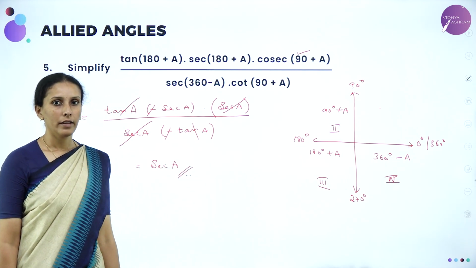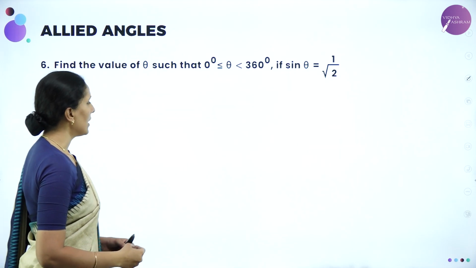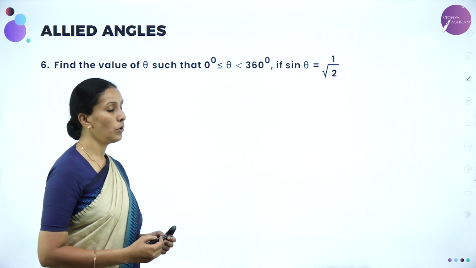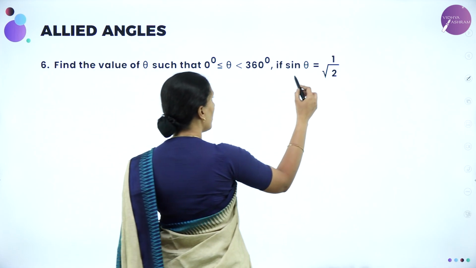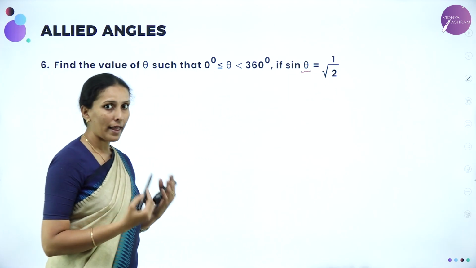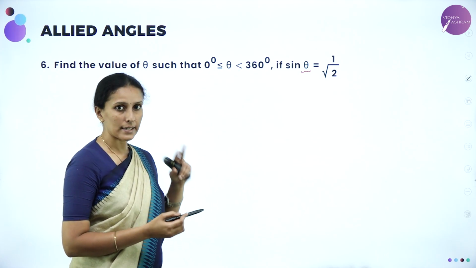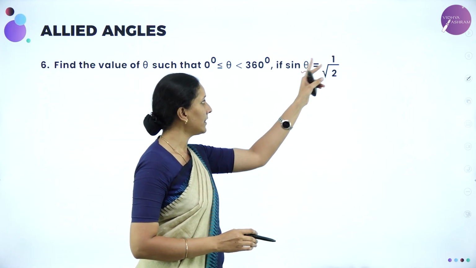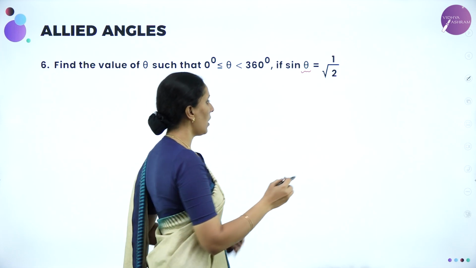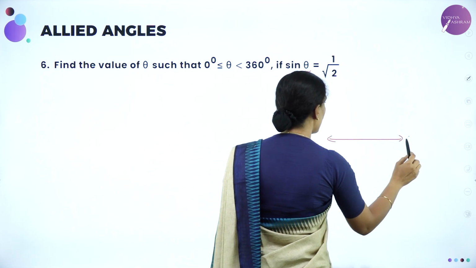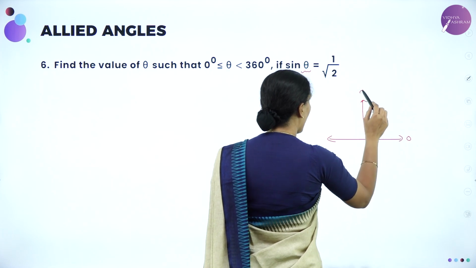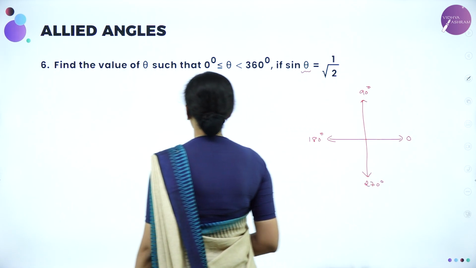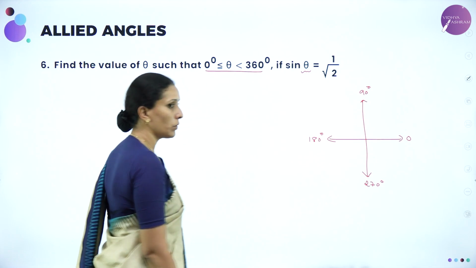Next question. Find the value of theta such that 0 degree ≤ theta < 360 degree, if sine theta is equal to 1 by root 2. So we need to find the solutions for theta, meaning the angles which lie between 0 to 360. That means we need to find the answers from the four quadrants, so that sine theta is equal to 1 by root 2. Now let us take here 0, 90, 180, 270. So remember, here we need to take the answer between 0 to 360 degree.